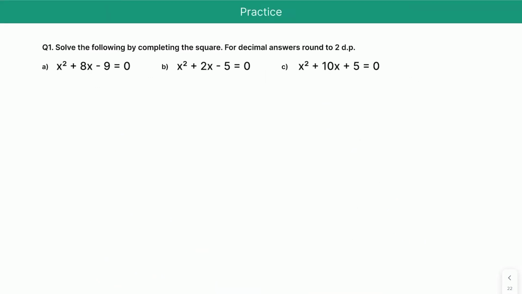So here are some practice questions for you to have a go at. Press pause and have a go. Here are the answers. Now you will need a calculator for B and C, and that's fine.